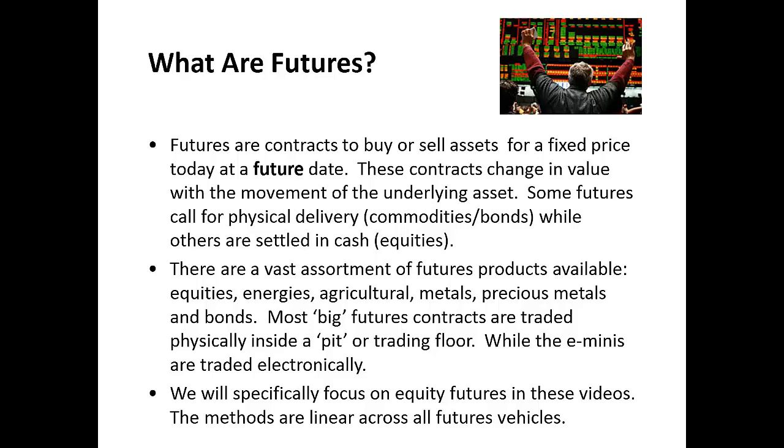There are a vast assortment of futures products: equities, energies, agricultural products, metals, precious metals, and bonds. And most of the big futures contracts, which are the original futures contracts, are traded physically inside of a pit or a trading floor. The E-minis are the mini versions of the big contracts. They're broken down and split into smaller pieces, smaller increments, which allow for a lot more liquidity, a lot more participants, and a lot more action.